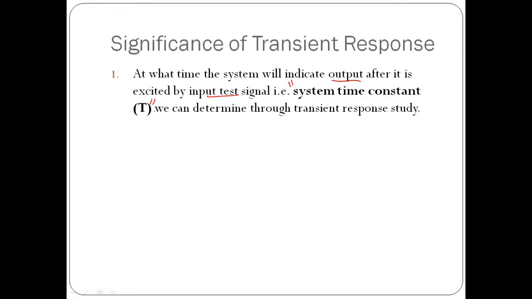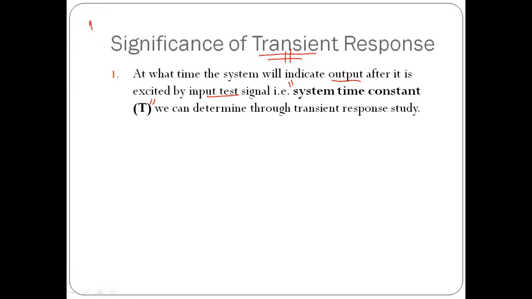This is very important. For example, if you want to find out the time constant of a particular system, where can you find it out? By studying the transient response of that particular system. And time constant is nothing but a crucial parameter of a system that will decide how much time the response of the system is going to take to reach its final value.